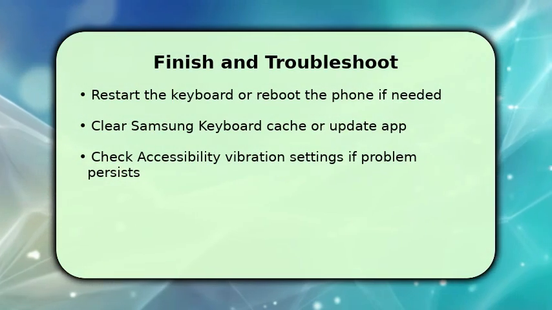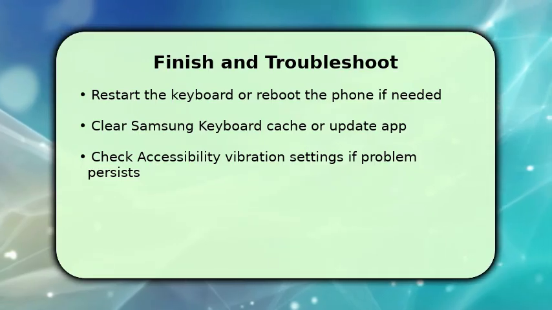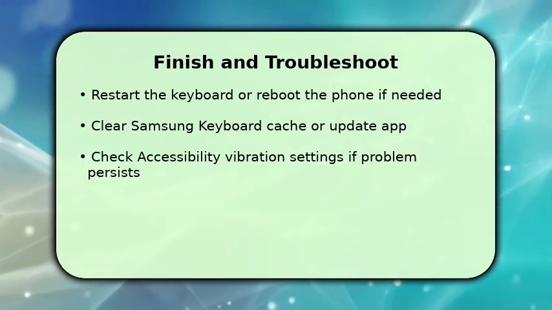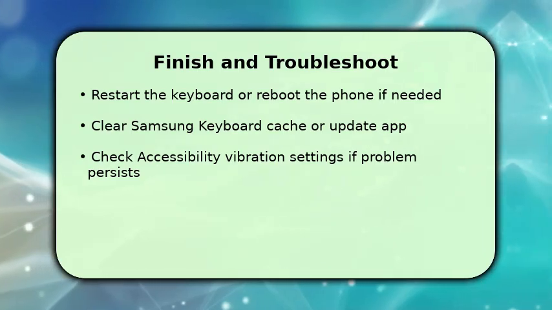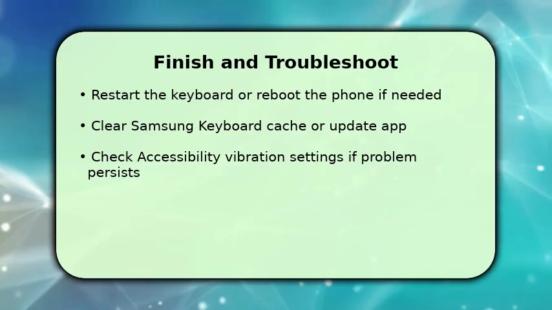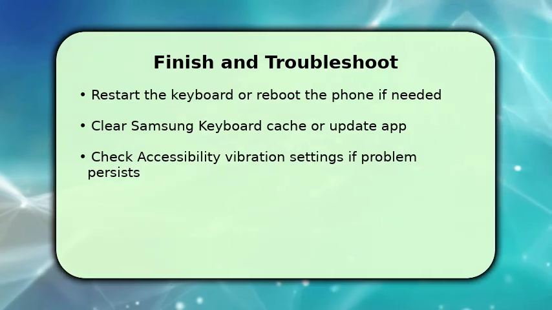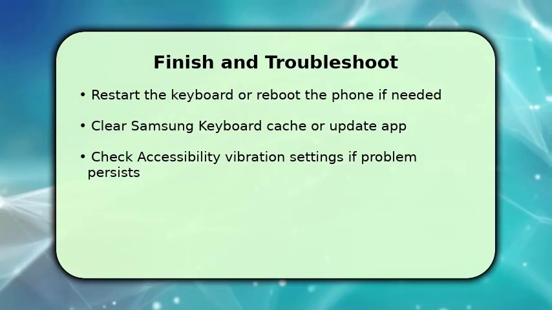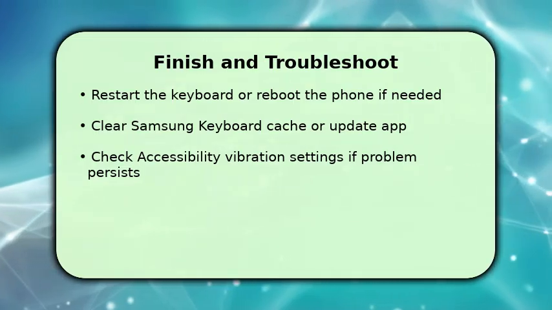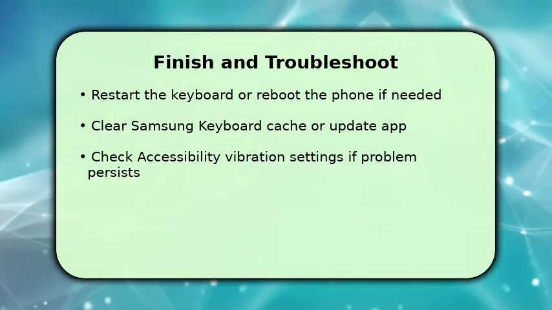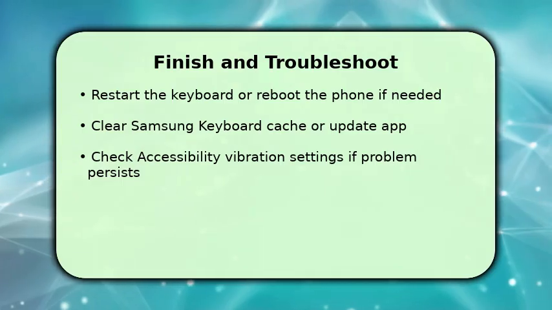If vibrations persist, restart the keyboard by force-stopping the Samsung Keyboard app or reboot the phone to apply changes. Next, clear the keyboard cache in Apps, then Samsung Keyboard, or check for updates in Galaxy Store. If it still buzzes, inspect accessibility or sound and vibration system settings in case another setting overrides the keyboard option. One quick troubleshooting tip.